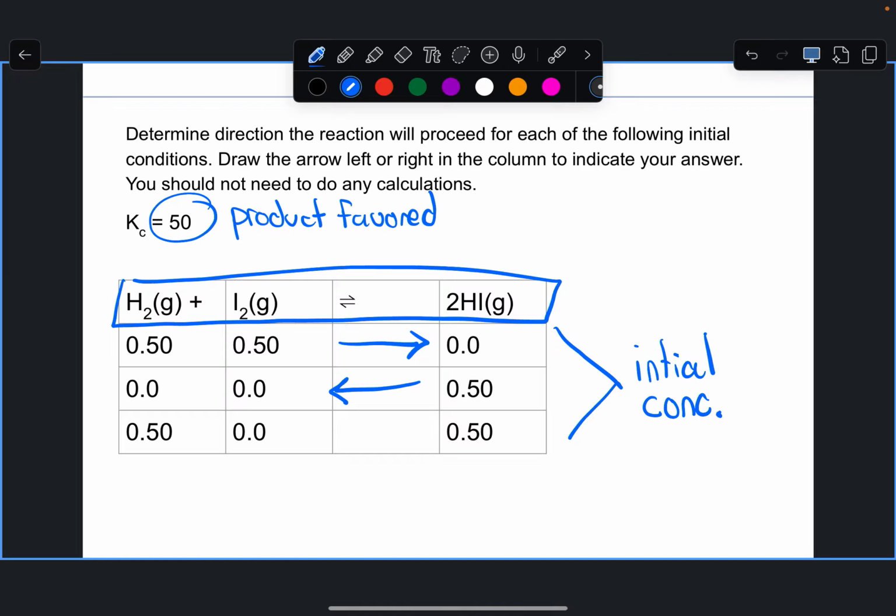And that's actually true anytime one of the species, one of the chemicals, is zero. Like in the last example, we could add some of the product and one of the reactants. But if we don't have any of this reactant, I guarantee you the reaction has to proceed towards the reactants to make some of that I2.